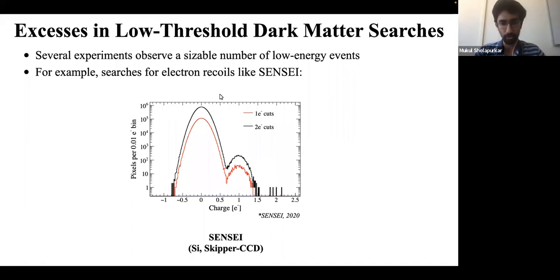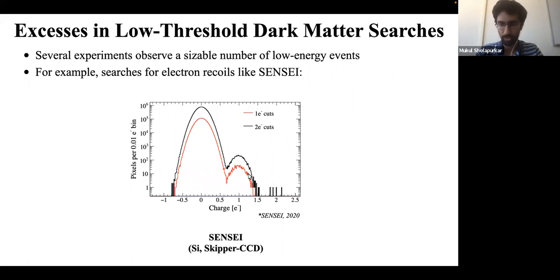For an experiment like SENSEI, which looks for electron recoils by measuring charge in their events, they saw something like this. On the y-axis is basically the number of events, and on the x-axis is the charge that is contained in these events. You can see this large bump of single electron events, or events that contain just one electron charge. SENSEI, of course, was looking for these single electron events, but this very large number was surprising and couldn't really be explained by any previously considered background hypothesis. This is just one example that I'm showing here.